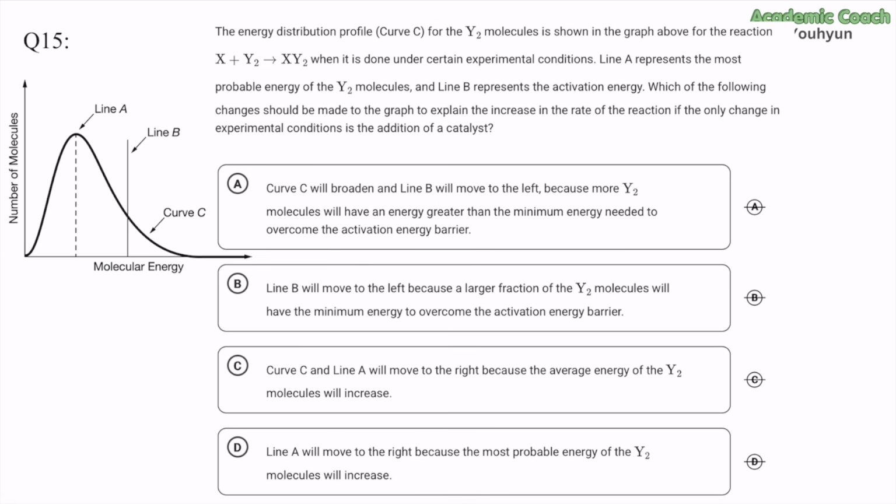Question number 15. The energy distribution profile curve C for the Y2 molecules is shown in the graph for the reaction: 1 mole of X reacts with 1 mole of Y2 to produce 1 mole of XY2, when it is done under certain experimental conditions. Line A represents the most probable energy of Y2 molecules. Line B represents the activation energy. Which of the following changes should be made to the graph to explain the increase in the rate of the reaction if the only change in the experimental condition is the addition of catalyst?